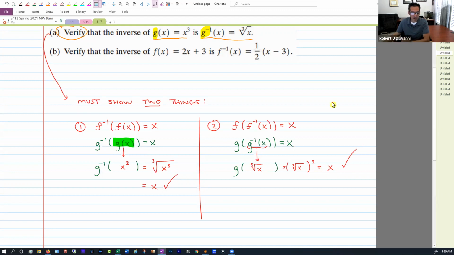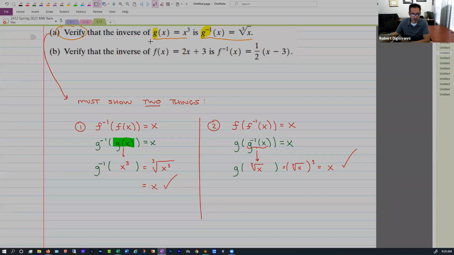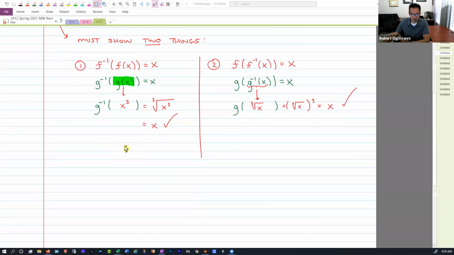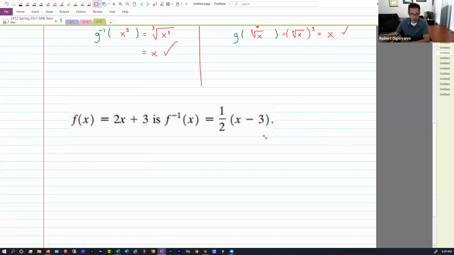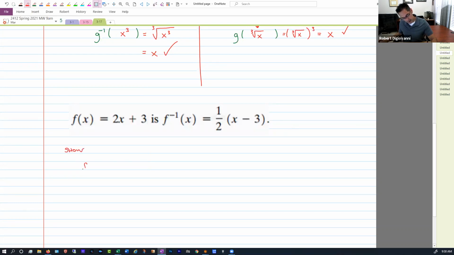Okay, now the next one, I'm going to give you a couple of minutes, maybe like 3 minutes, to see if you can do the same thing for these two functions. Show that they're inverses of one another. So show that f inverse of f of x is equal to x, and then the other thing you have to show is that f of f inverse of x is equal to x. Okay, take about 3 minutes, see how far you get with that.